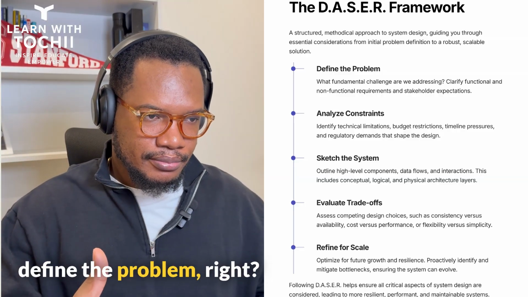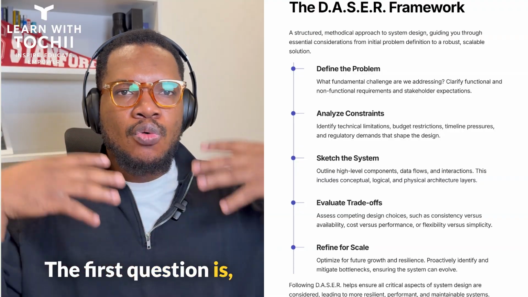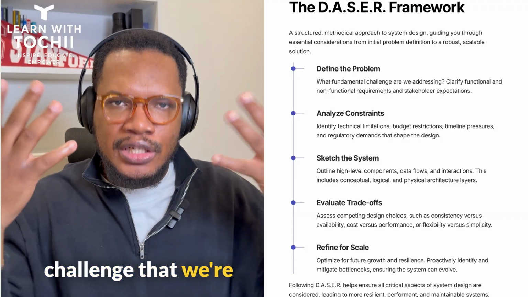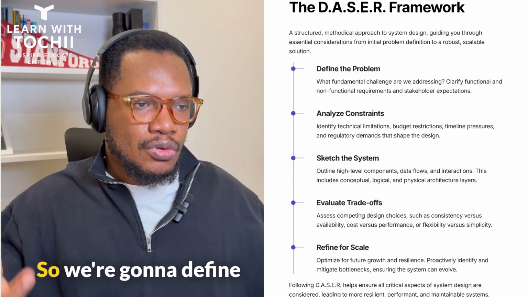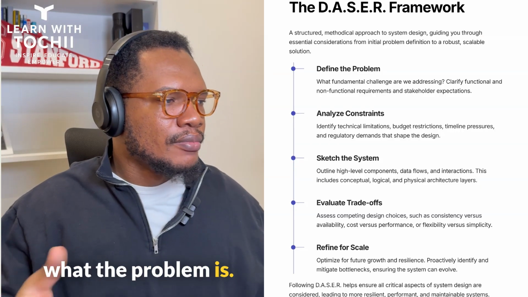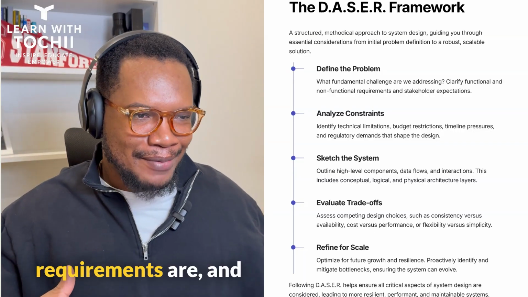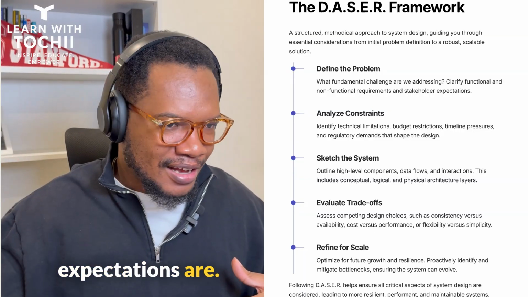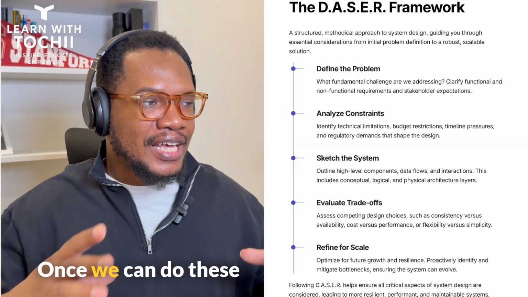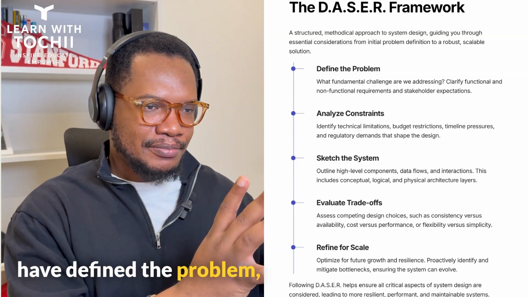So the first thing we are going to do with this framework is we're going to define the problem, right? So the first question is, what is the fundamental challenge that we're trying to address? We're going to clarify what the functional and non-functional requirements are and what the stakeholders' expectations are. Once we can do these three things, right, we have defined the problem.